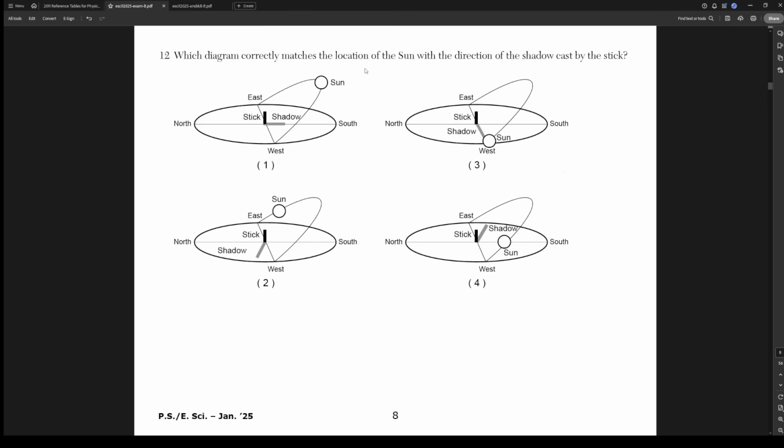Number 12. Which diagram correctly matches the location of the sun with the shadow of the stick? Okay, so look at this one. If the sun's here, the light's going to hit the stick and the shadow's going to go this way. So this is wrong.